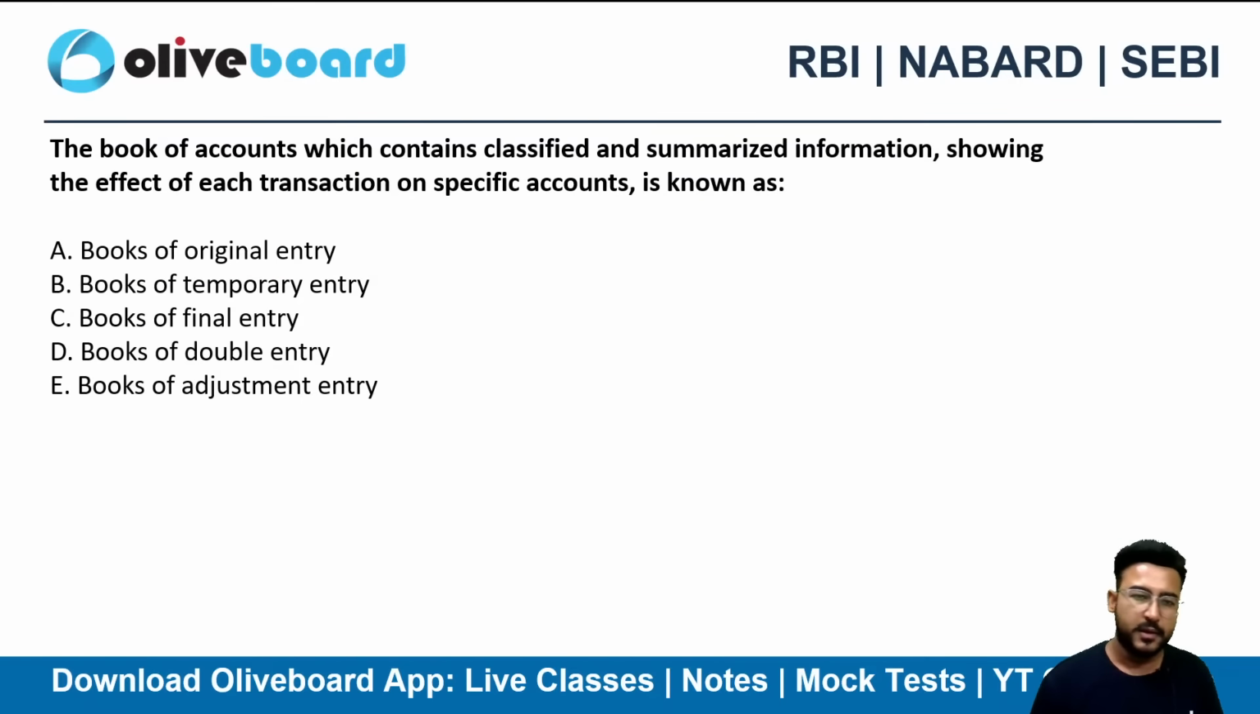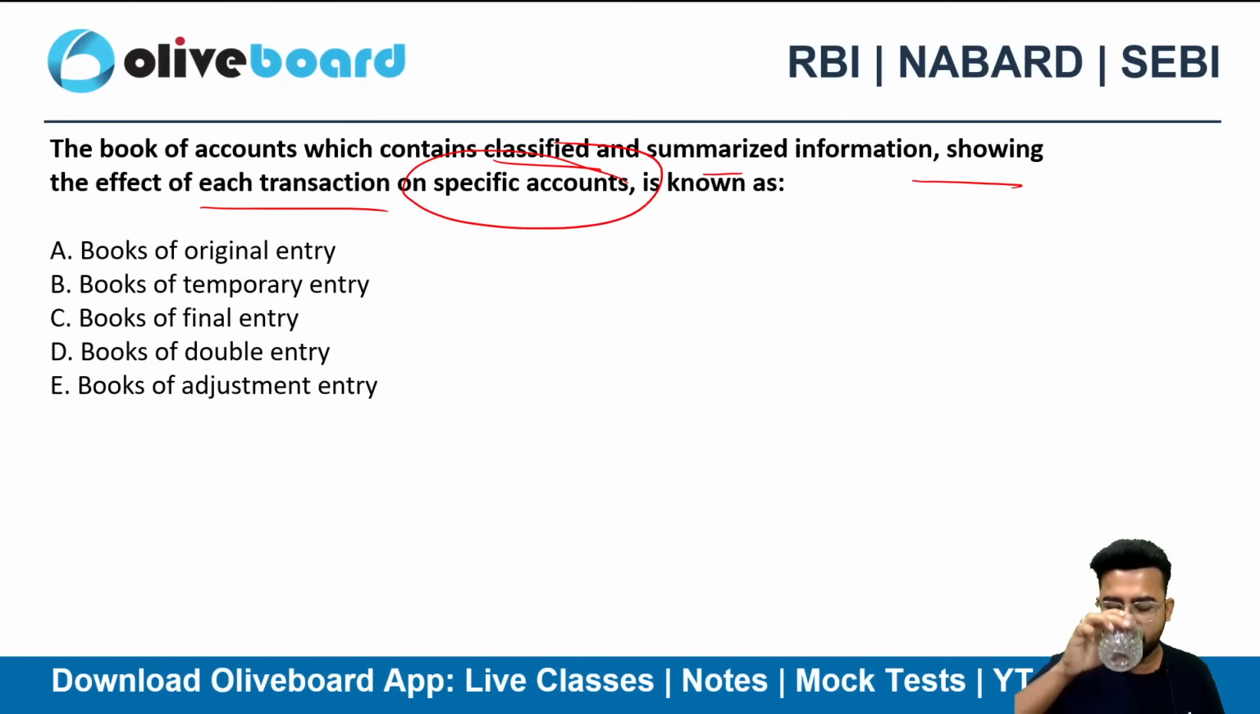Next one. The book of account which contains classified and summarized information showing the effect of each transaction on specific account level data is known as which of the following? This is from your basics of accounts.